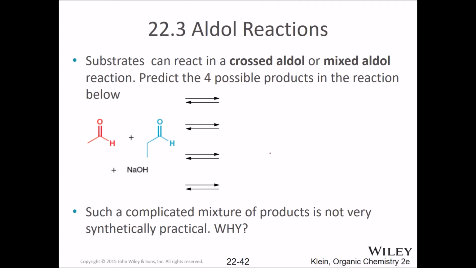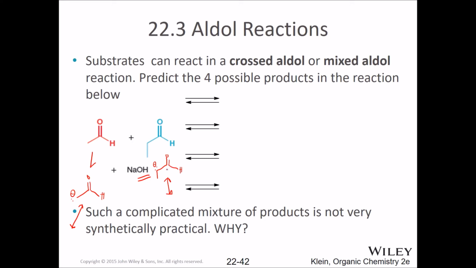Now watch this, crossed aldol or mixed aldol reaction. What this means is, if you add hydroxide to this, then you're going to get 2 different enolates. One of them is going to be from here. And this, of course, is resonance stabilized with something else. And the other enolate is going to look like this one. And that's going to be resonance stabilized with something else, okay?